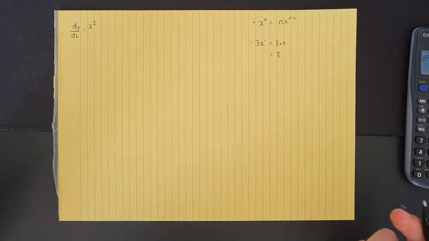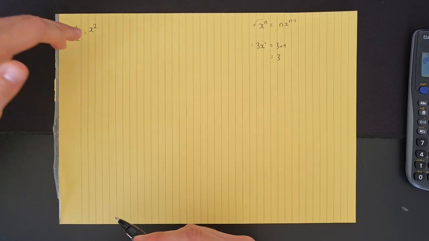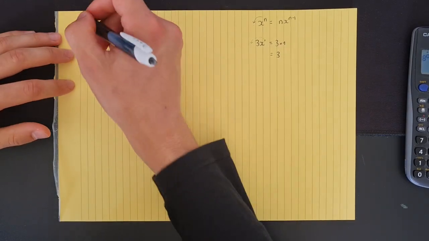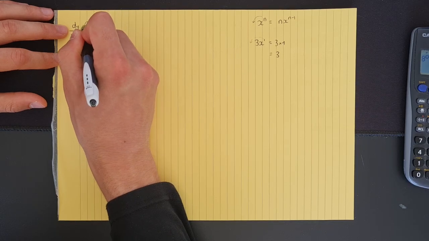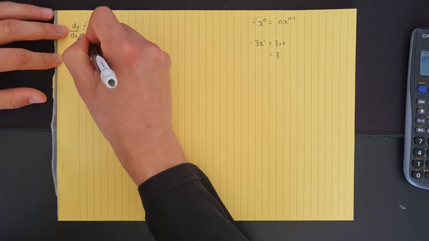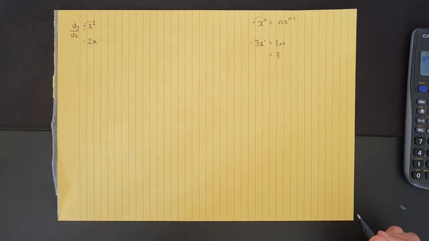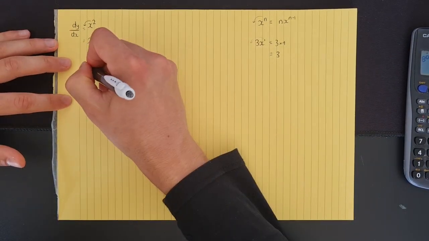Okay, now here, let's say I'm trying to find the first derivative of x squared. I'm going to bring this 2 over to the front, and I'm going to reduce the power by 1. So this is going to be 2x.